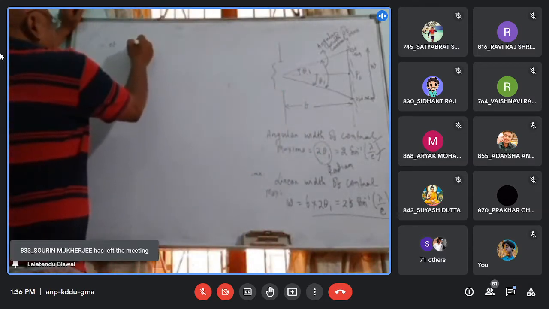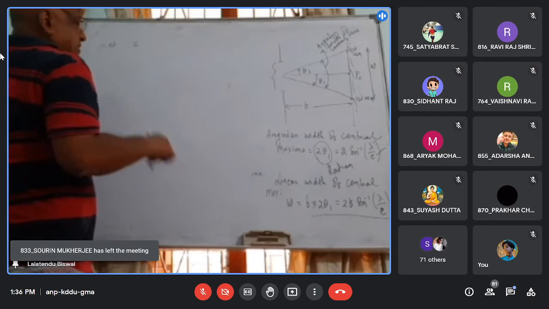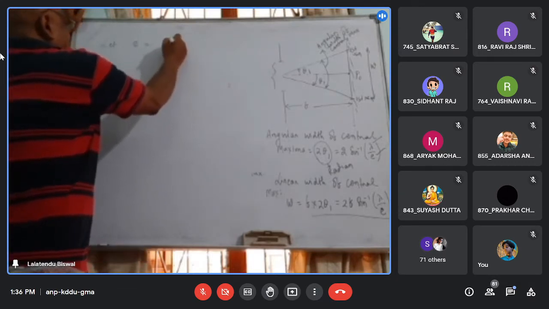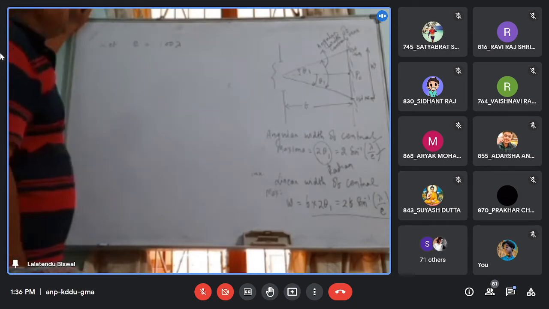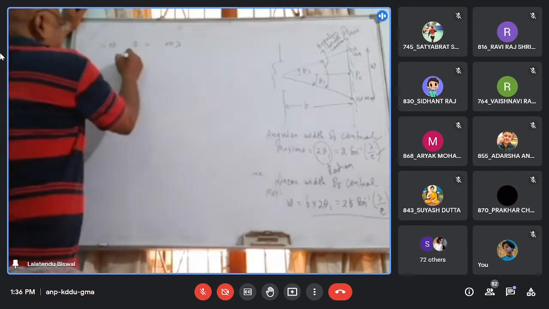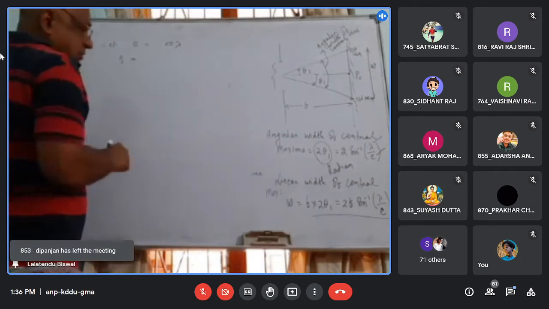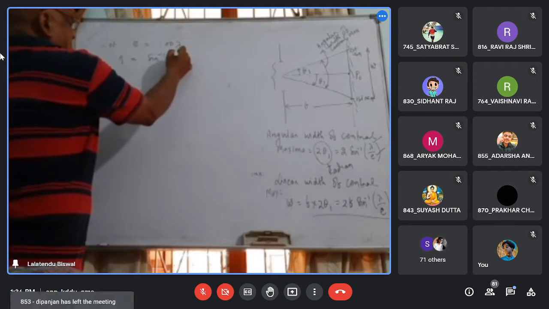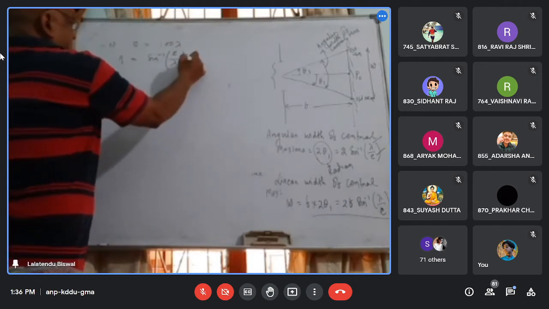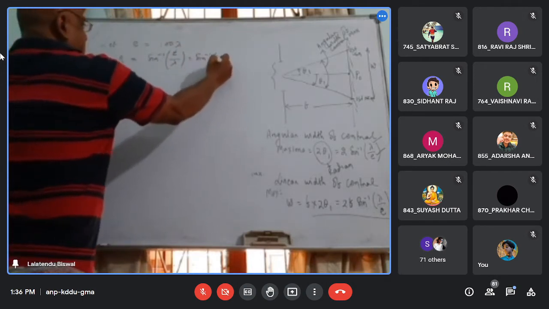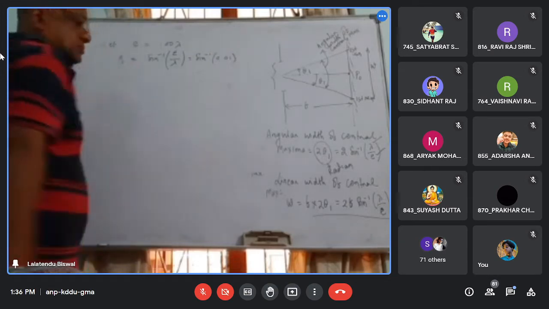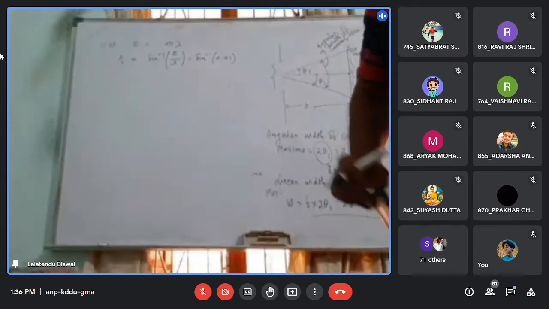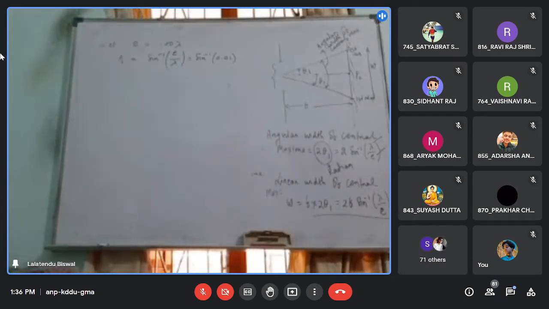Let E be equal to the width of the strip. Take E equal to 100 lambda for an example. Then what will be theta 1? Theta 1 will be equal to sin inverse of lambda by E. So this is sin inverse 0.01. You can use the calculator to check what will be the value of sin inverse 0.01.